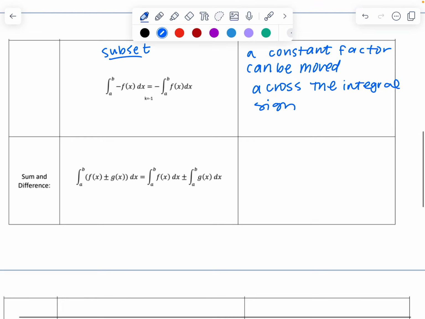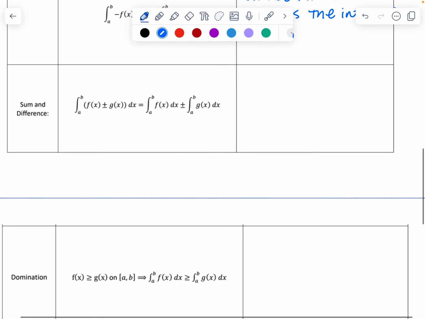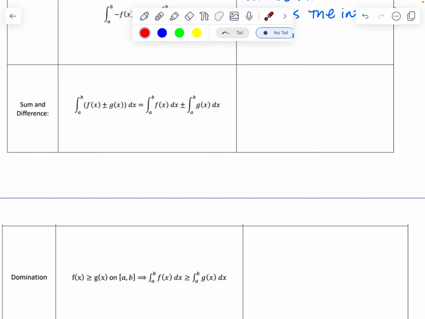Okay, so this one is basically saying sum and difference. So this works with sum and difference. Say you're trying to find the integral from a to b of f of x plus g of x dx. That is the same as the integral from a to b of f of x plus the integral from a to b of g of x. Let me give you another sketch of this one.